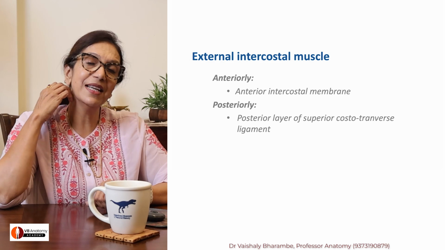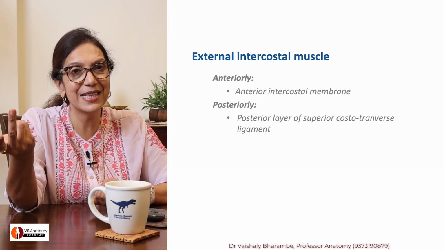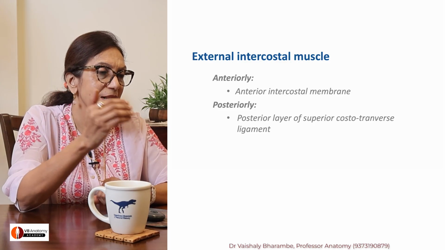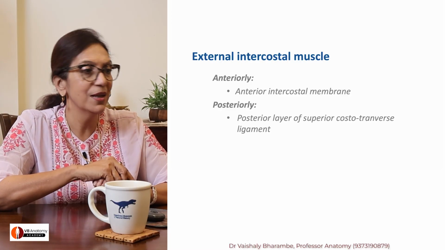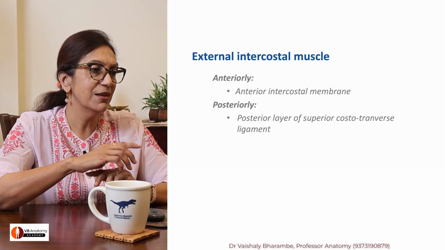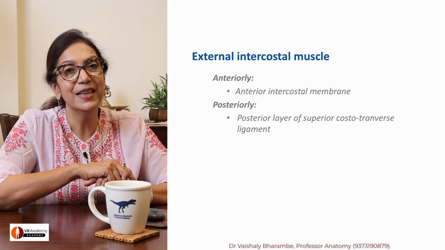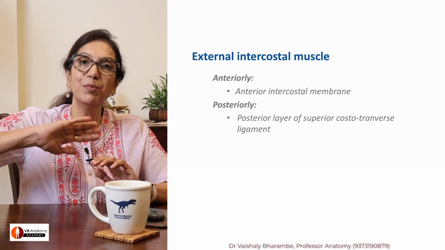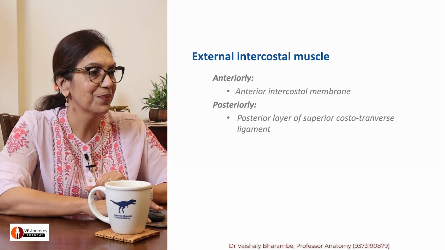We are starting with the external intercostal and the image will make you understand so easily. Just remember 2 points. External intercostal is membranous anteriorly. It forms the anterior intercostal membrane. Posteriorly, it fuses with the posterior layer of superior costotransverse ligament. Now, do you understand why I made you learn that ligament? Because the posterior lamina fuses with the external intercostal muscle.